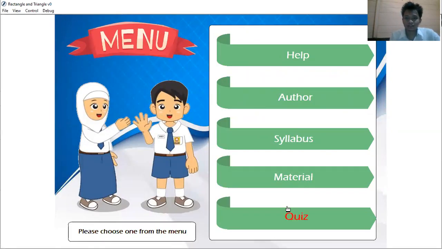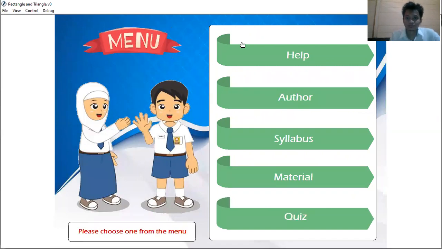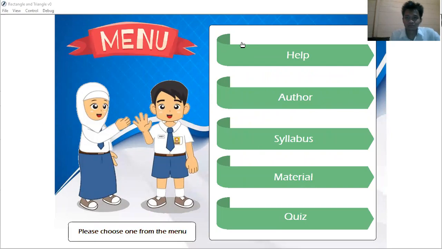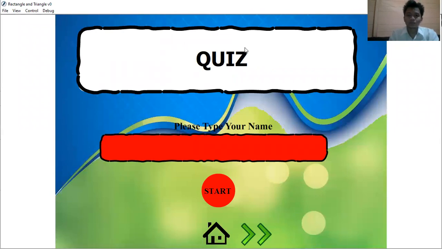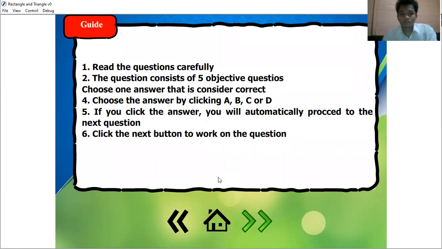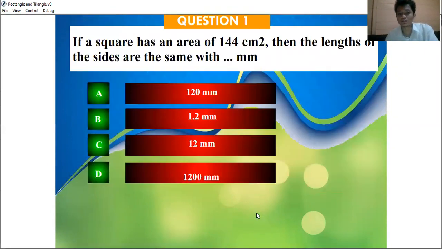Here, the next part is the quiz. Please type your name. Start. Read the question. Here is the guide. Read the question carefully. The quiz consists of 5 objective questions. Choose one answer that you consider correct. Choose the answer by clicking A, B, C, or D. If you click the answer, you automatically proceed to the next question, and click the next button to work on the question.